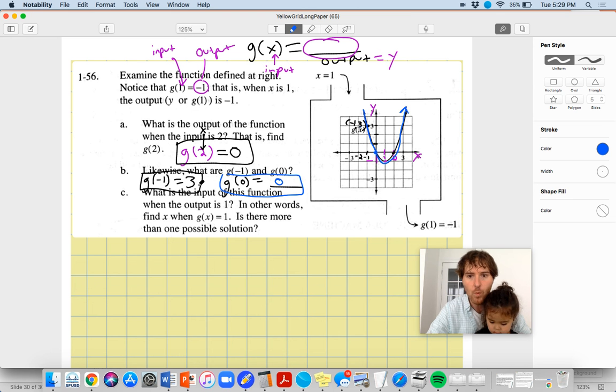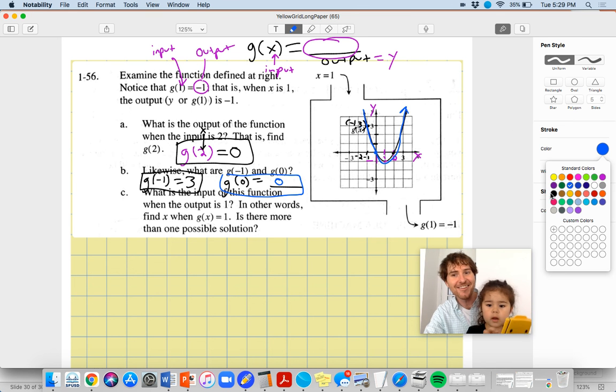I got a point negative 1, 3 on the graph. I got a point 2, 0. 2 zeros right there on the graph. Negative 1, 3. There we go. Okay, last one.